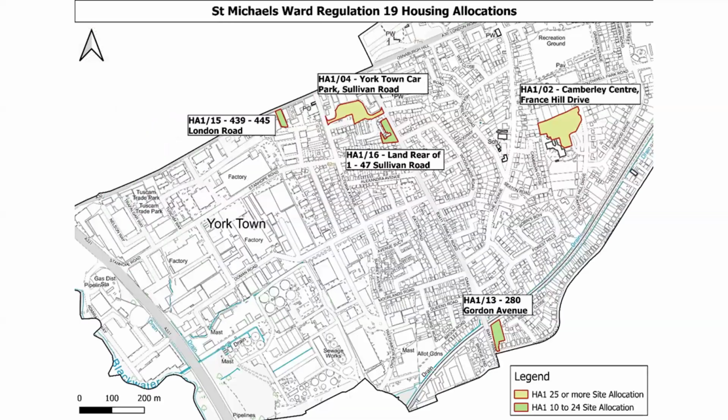In terms of St Michael's ward, we have Camberley Centre, which is towards the right of the screen, and this is for 35 units. There is also Yorktown Car Park, which is allocated for 27 units. We then have 280 Gordon Avenue, which is allocated for 15 units. 439 to 445 London Road, which is allocated for 15 units. And finally, for this ward, land rear of 1 to 47 Sullivan Road, which is allocated for 14 units.